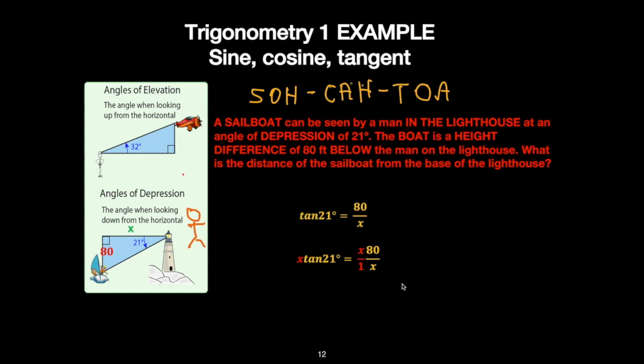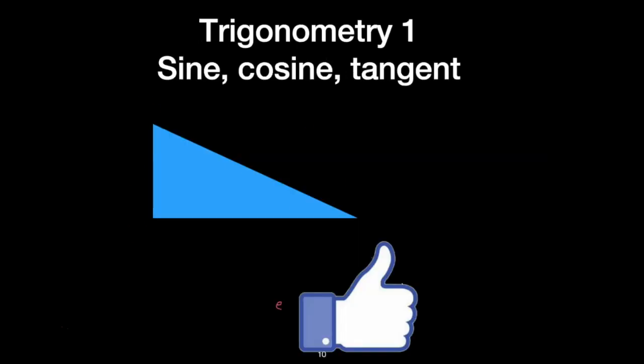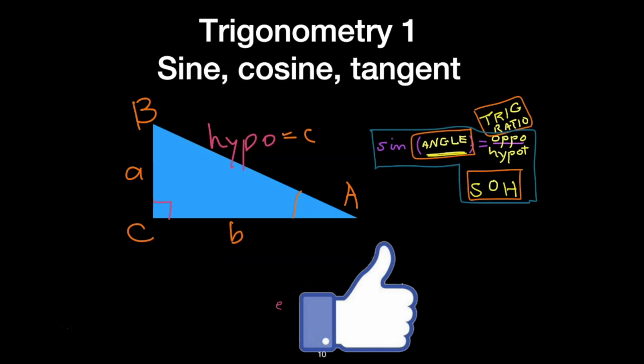The x's cancel on the right side, so we also need to move the tangent of 21 degrees from the left side. The reverse is division, so divide by the tangent of 21 degrees on both sides. So again, another calculator problem. When I look it up, it's 208.407 feet.